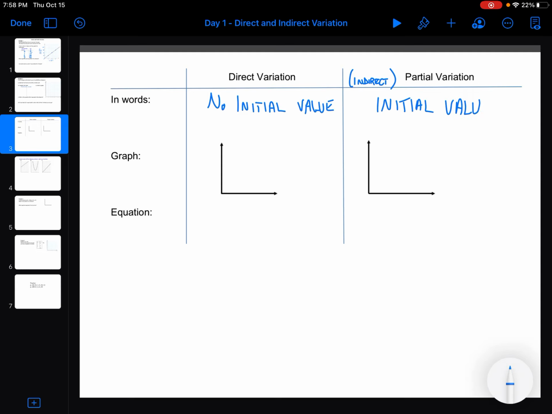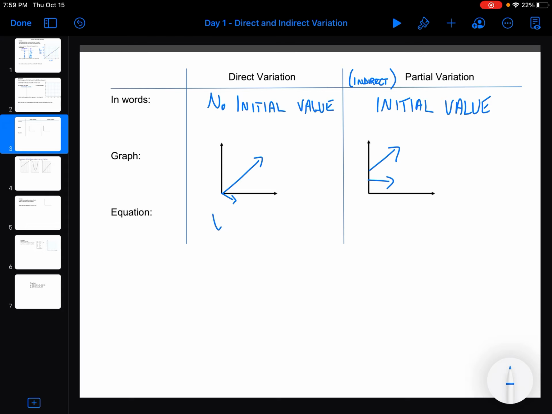For partial or indirect variation, the graphs of direct variation will always start at (0, 0). Indirect or partial can start off of (0, 0). It can look something like either of those graphs. I guess direct could go down this way too.